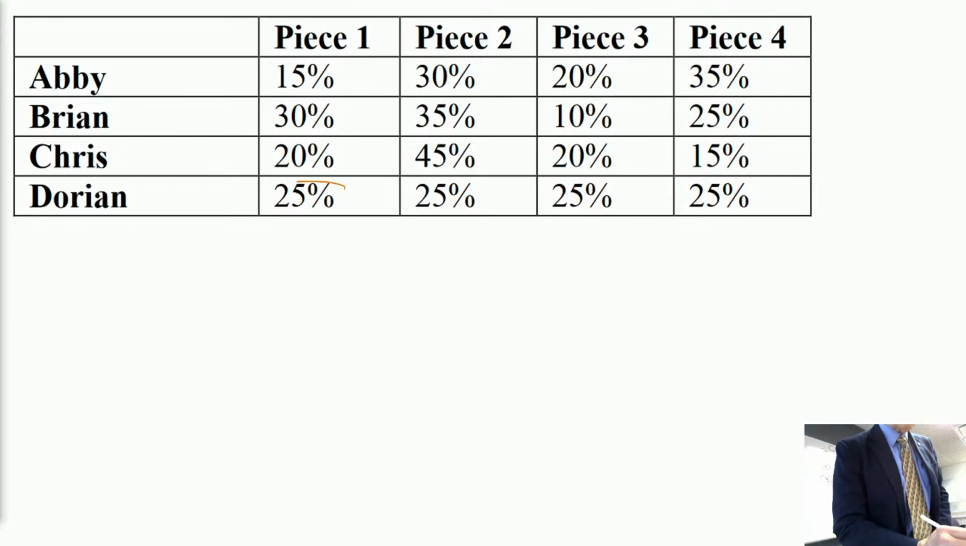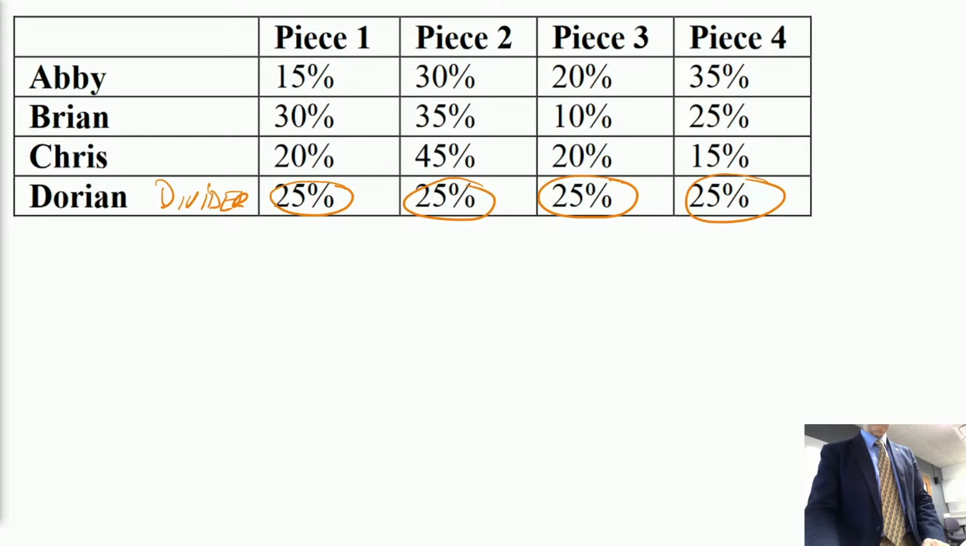Yeah, so he thinks that all the pieces are worth the same. So notice that means that he must be the divider. He or she. I don't know if Dorian, usually that's a male name, isn't it? Okay, so Dorian thinks that it's all the same. So Dorian is the divider. Now we have to go through and get the bids.